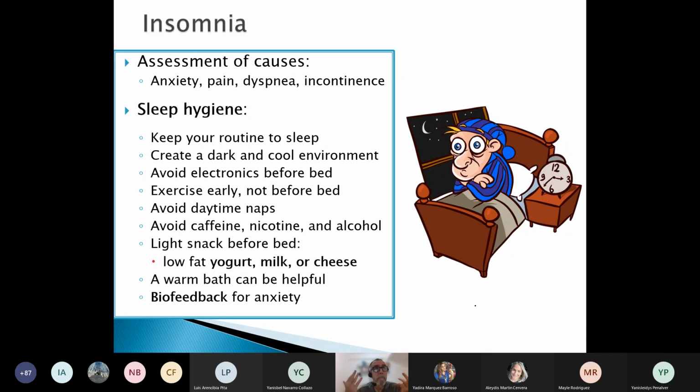Having a warm bath before bed can also help. Having the room on the cold side, they say it should be less than 70. Okay, 68 is the best, in Fahrenheit. They say it favors sleeping. So of course, cover yourself, wrap yourself in your blanket. And what else?